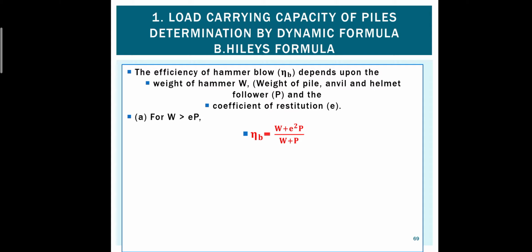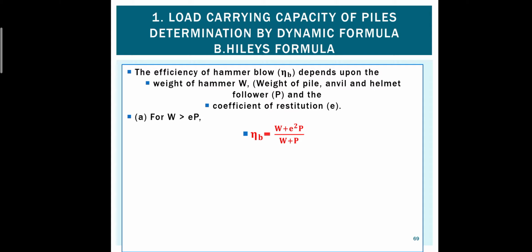Eta B is the efficiency of the hammer blow. And what is E? The coefficient of restitution. In engineering mechanics you might have learned the restitution force. When two steel balls come and collide with each other, there will be some restitutional force, and the coefficient of restitution will be useful there.